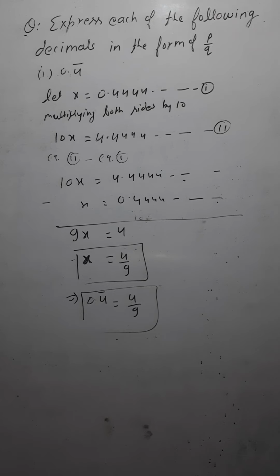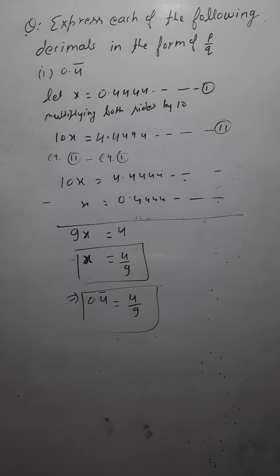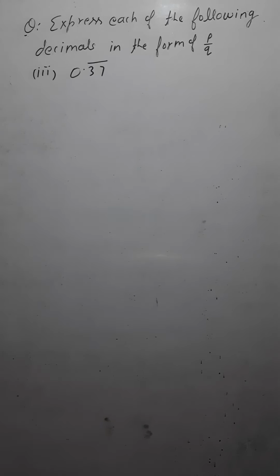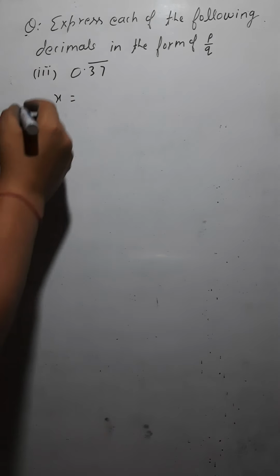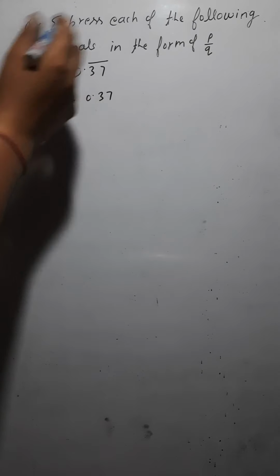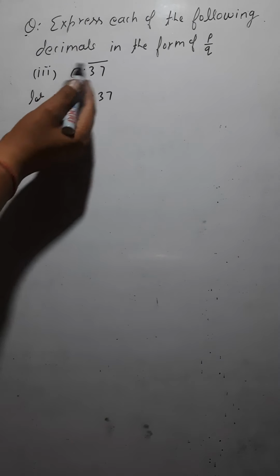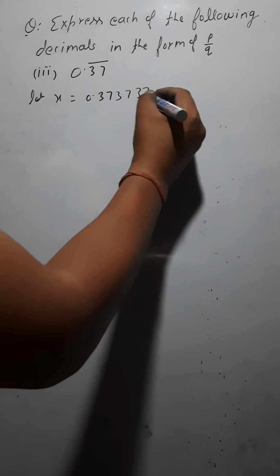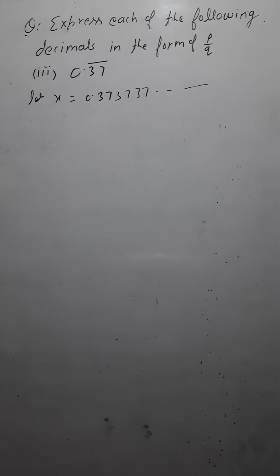But one more question let me tell you, that is 0.37 bar. Okay. Before this, just note it down. Here in this next question, if you see, you have 2 digits under the bar. So if there are 2 digits, you will be multiplying by 100. Isn't it? So here let's say this is x. I am writing here, let x equal 0.37 bar. So 3737 is going to be repeated because 37 both are under the bar. So 3737, these all are going to be repeated again and again.